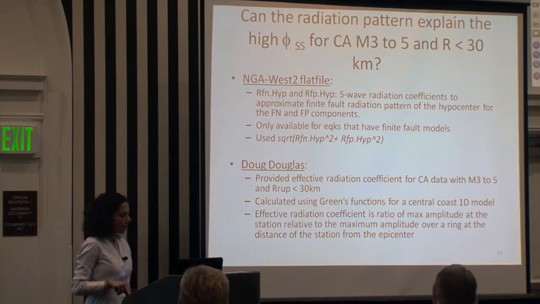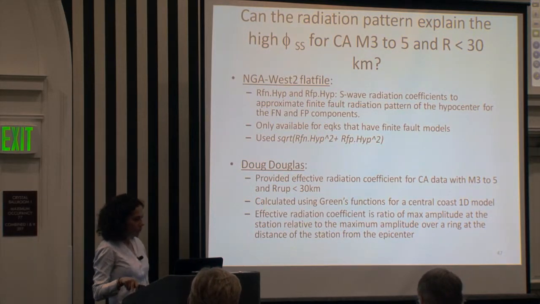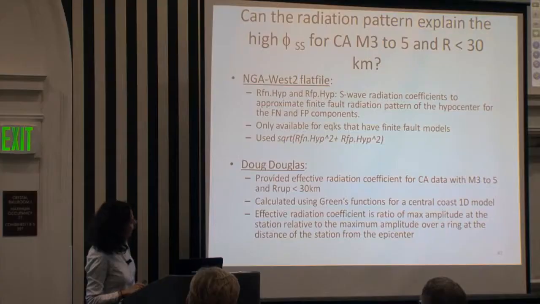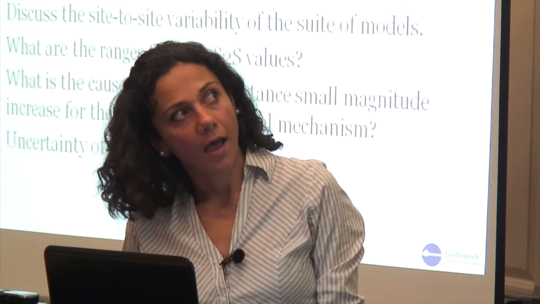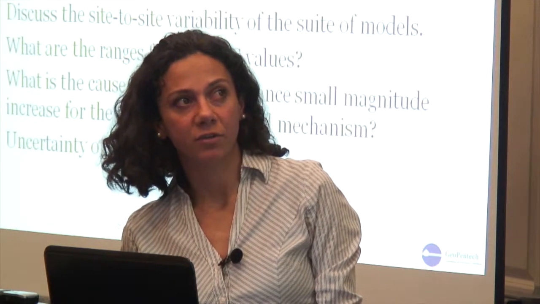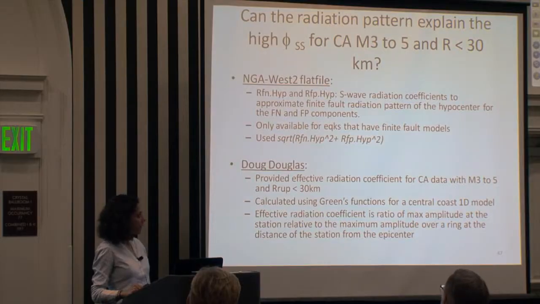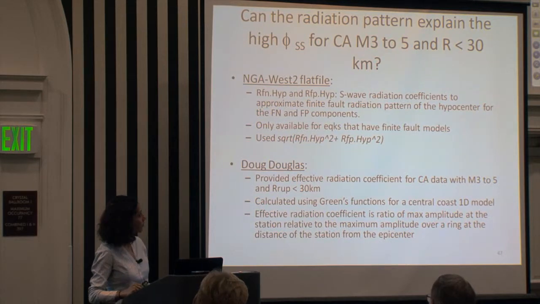Okay. Another thing we're trying to understand is can the radiation pattern explain the high VSS for California and Taiwan in this case for magnitude 3 to 5 and short distances. So for California data, we had these S-wave radiation coefficients in the flat file that approximate the finite fault radiation pattern of the hypocenter for the FN and FP components. But this was missing for a lot of the data, particularly for the small magnitude data.